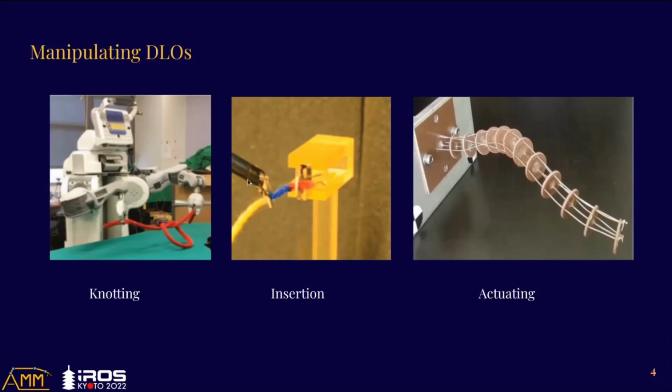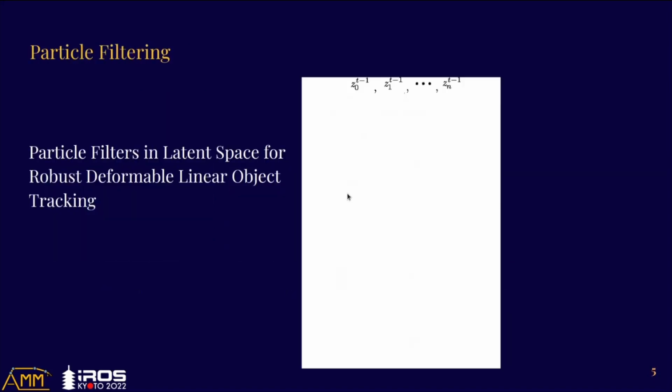However, as you can see in the images, the lack of local distinctive features or appearance on the DLO and the object's high-dimensional state space make tracking challenging and still an open question in robotics. Particle filtering is a common solution for rigid object tracking, but it cannot be directly applied to DLO state tracking because of the large number of particles it needs for sampling in the high-dimensional state space.